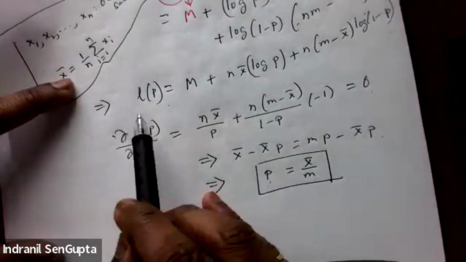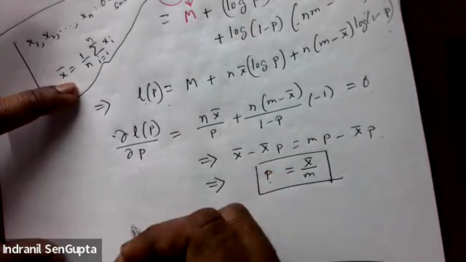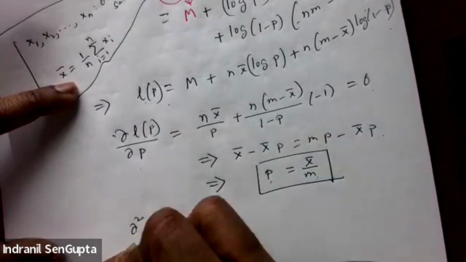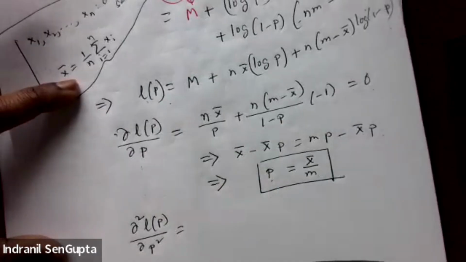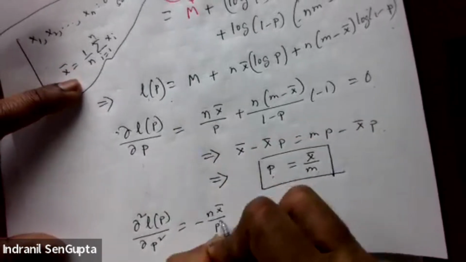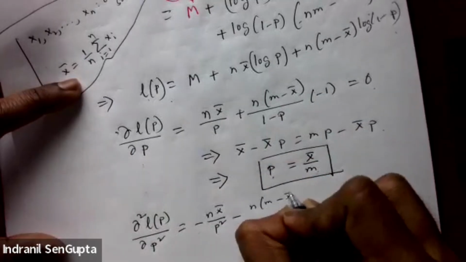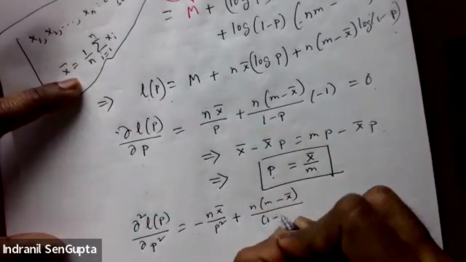Also, will that make my LP a minimum? Let's compute the second derivative. What is the second derivative? I already computed the first one. So the second derivative of L with respect to P would be what? It's basically minus n x bar over P squared. And this is minus n times m minus x bar, and then it's minus, so it's becoming plus, over 1 minus P squared.